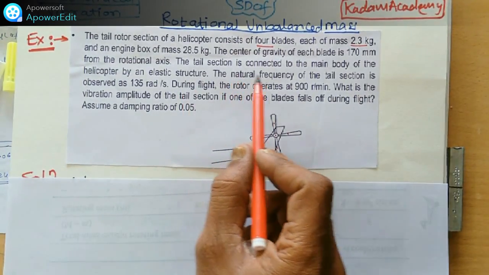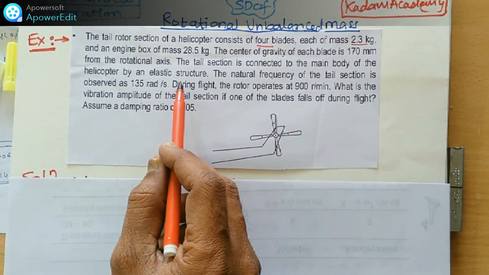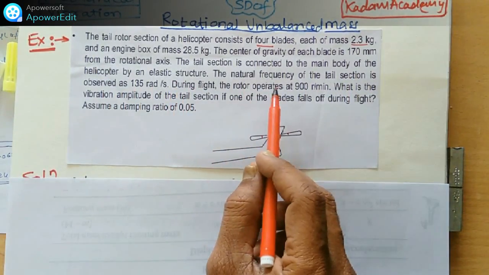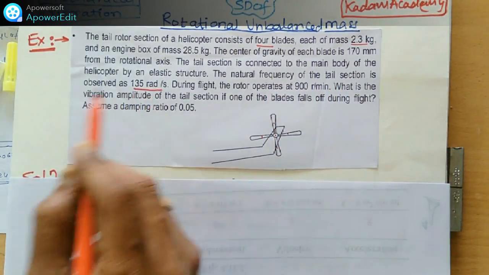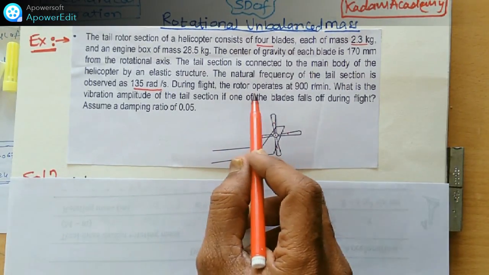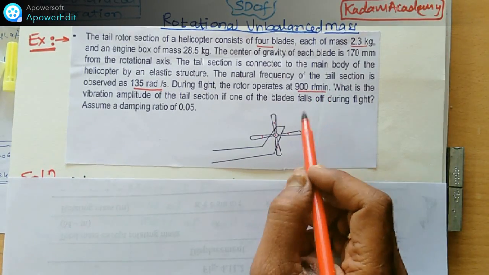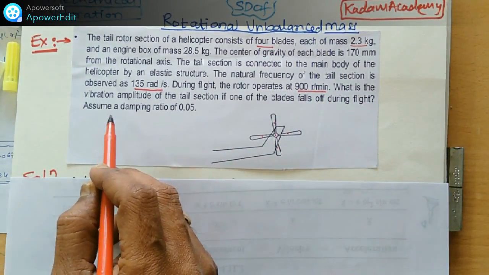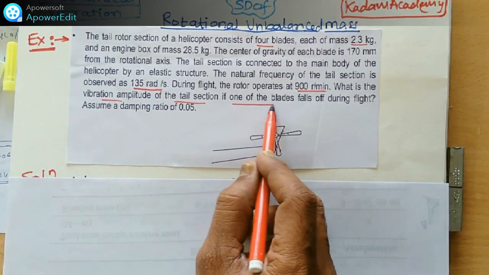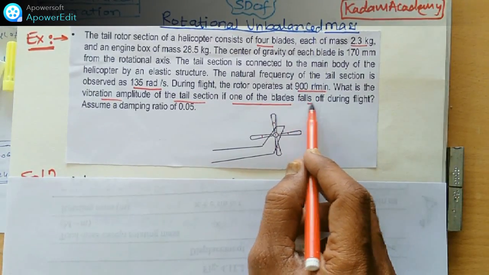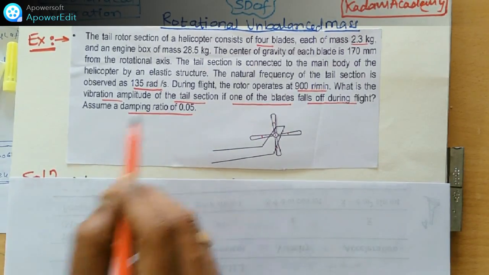The tail section is connected to the main body of the helicopter by an elastic structure. The natural frequency of the tail section is observed to be 135 radian per second. During flight, the rotor operates at 900 rpm, revolutions per minute. What is the vibration amplitude of the tail section if one of the blades falls off during flight? Assume the damping ratio is 0.05.